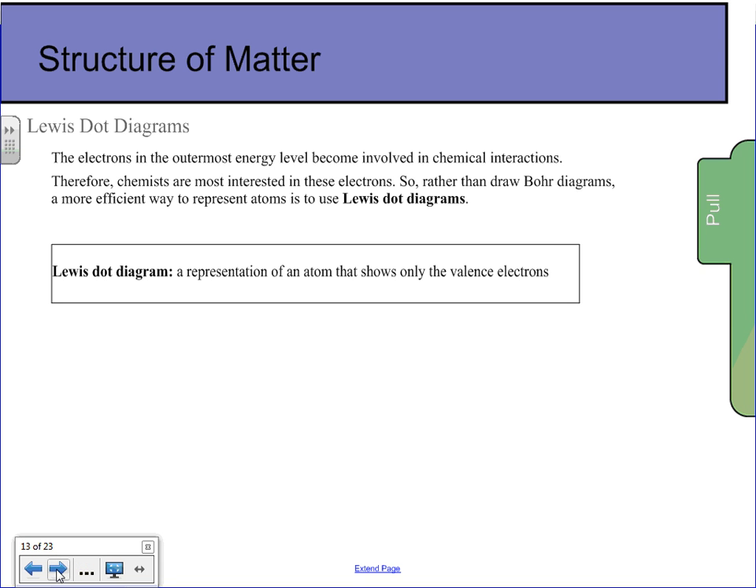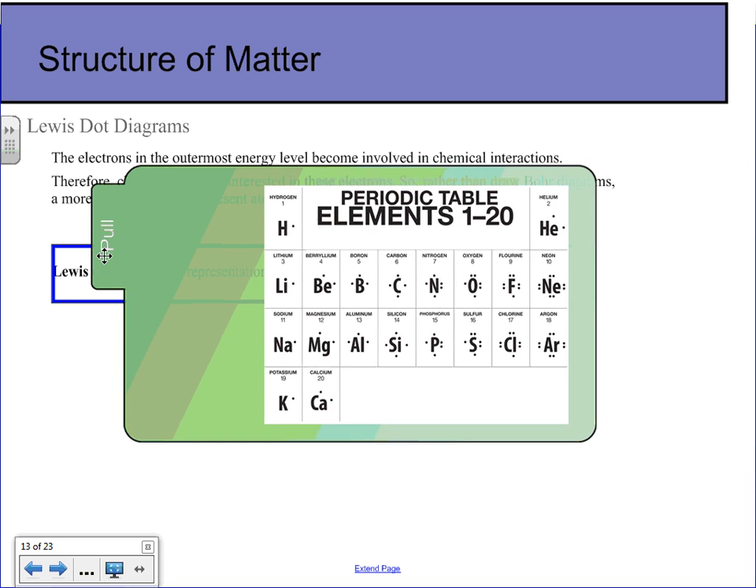We have Lewis dot diagrams. The electrons in the outermost energy level become involved in chemical interactions. Therefore, chemists are most interested in these electrons. So rather than draw Bohr diagrams, the more efficient way to represent atoms is to use Lewis dot diagrams. A Lewis dot diagram is a representation of an atom that shows only the valence electrons, or the electrons on the outer energy level, as shown here.